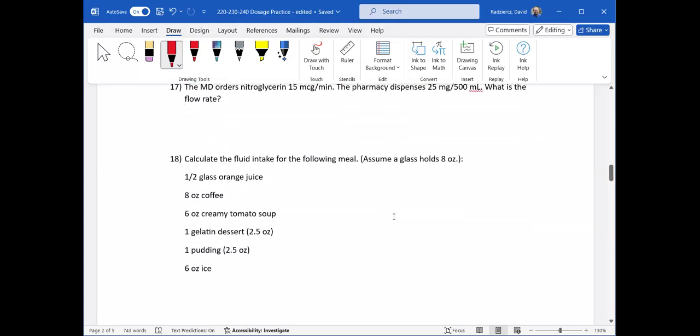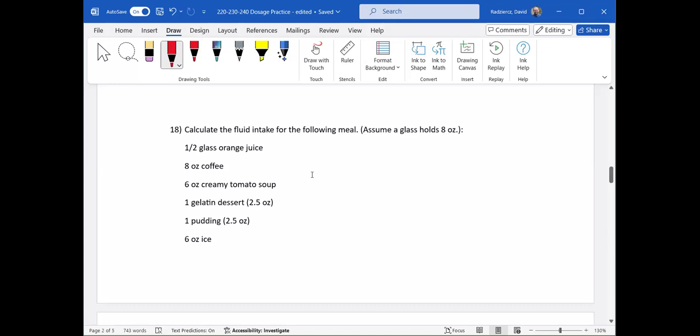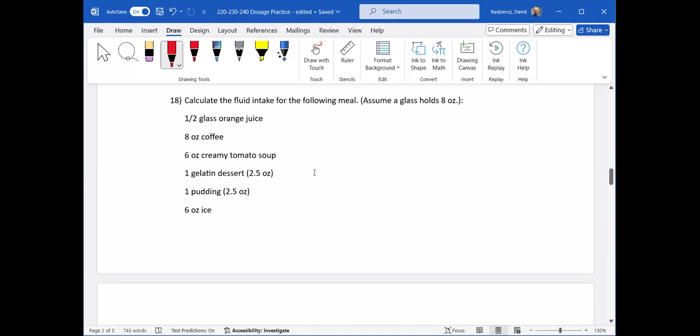I'll assume you guys are all good on the fluid intake calculations. The important thing is just knowing what's liquid and what's solid. So orange juice is liquid, coffee's liquid. You might say, well, what about this creamy tomato soup? That looks like liquid to me, because if you've ever made tomato soup, it's usually tomato puree, which is pretty much like tomato juice, like water, and then you add milk to it. So it's 2 liquids. Jello is a liquid, and pudding would be considered not a liquid. It's more of a solid.